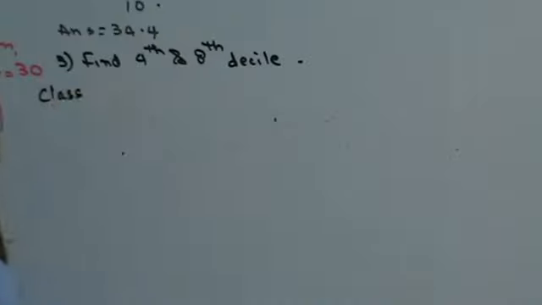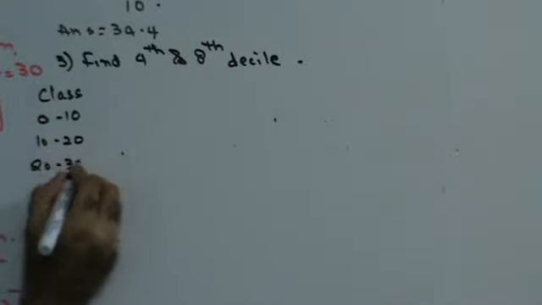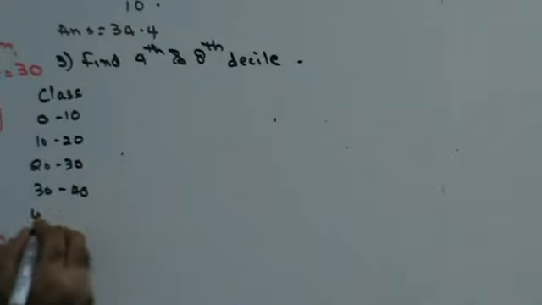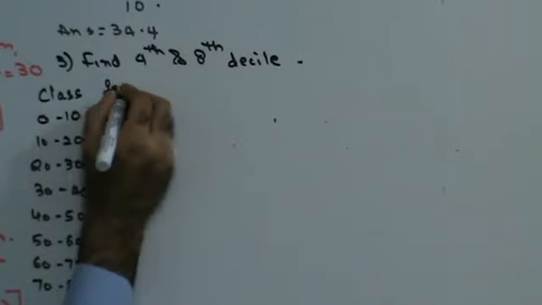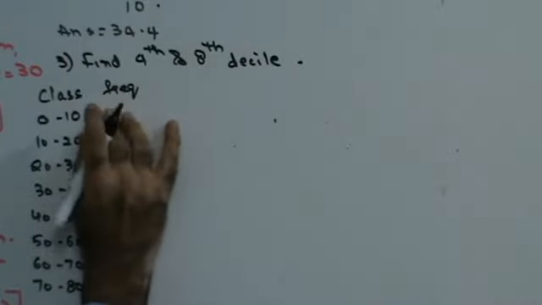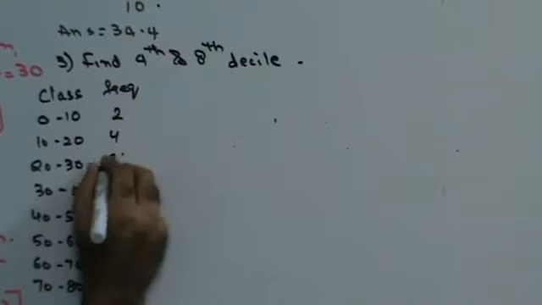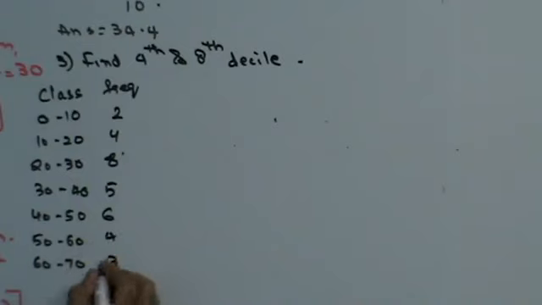Class interval is 0 to 10, 10 to 20, 20 to 30, 30 to 40, 40 to 50, 50 to 60, 60 to 70, 70 to 80. Frequency is given to you as 2, 4, 8, 5, 6, 4, 3, 2, up till 70.